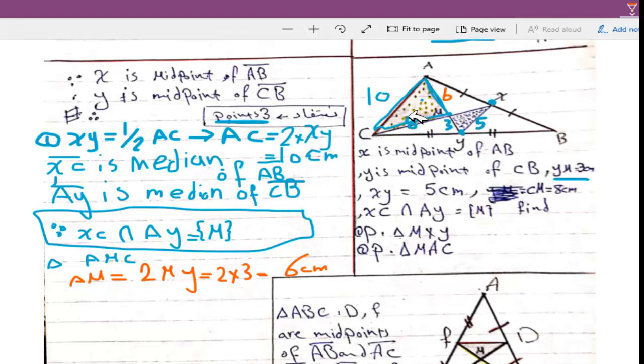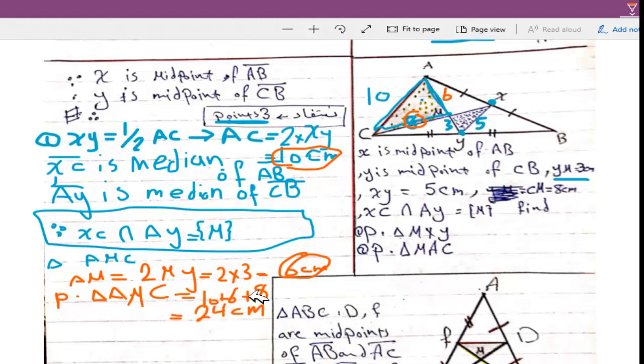Now you have here CM is already 8 centimeter, so we found the perimeter of this triangle. So the perimeter of the triangle AMC will be how many? 10 plus 6 plus 8 will be 24 centimeter, and that is the perimeter of the triangle MAC. Now the perimeter of the triangle MXY.